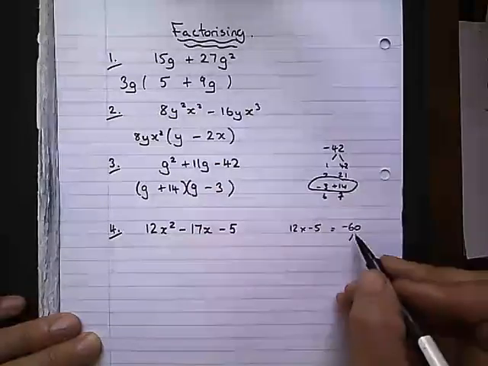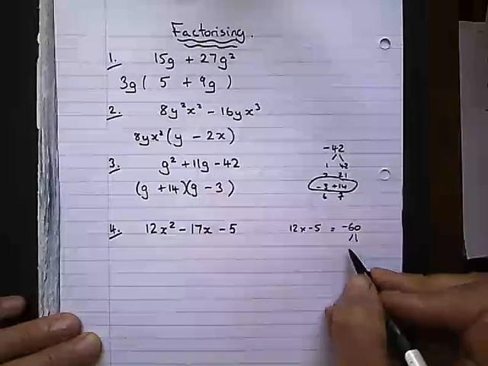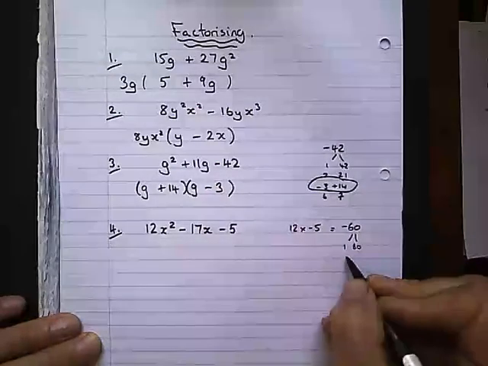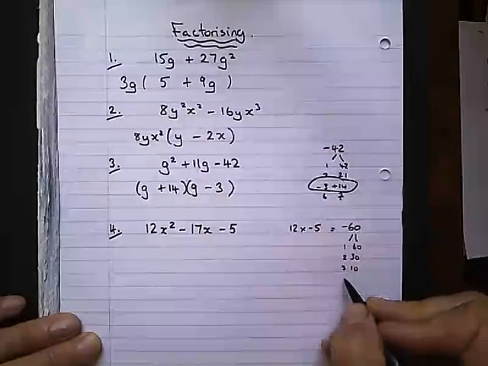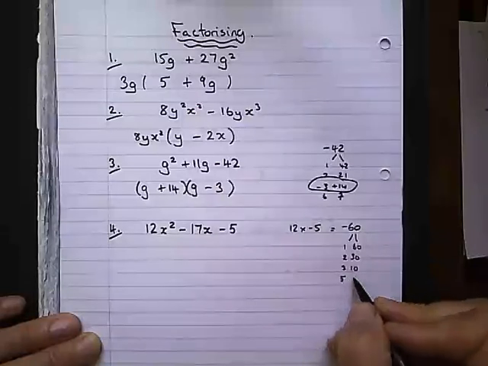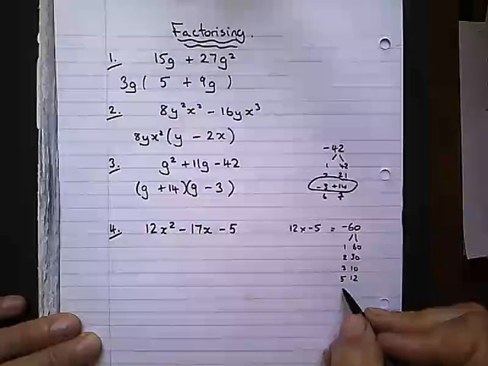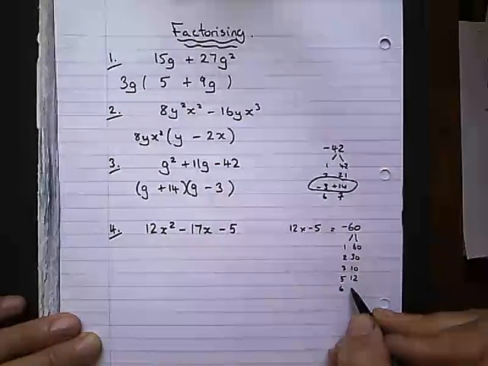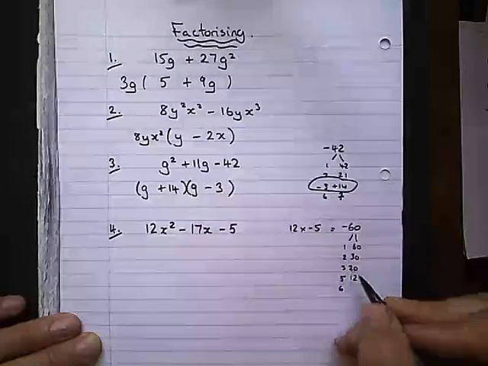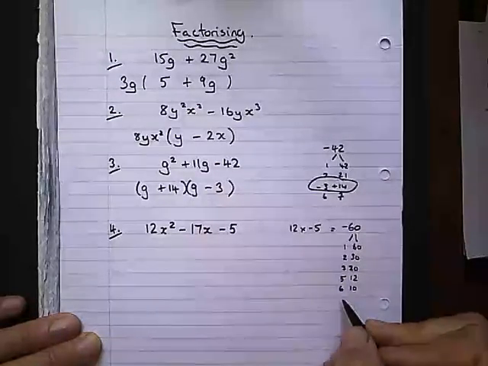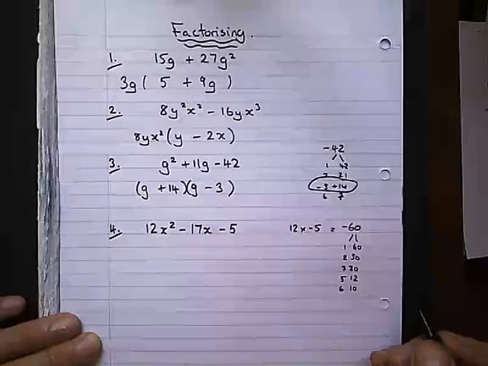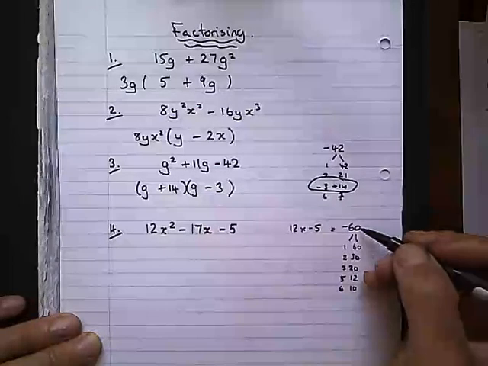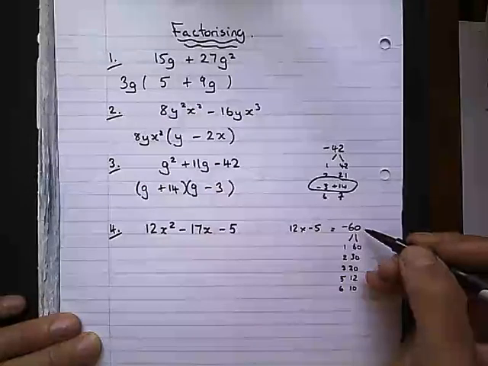So two numbers that multiply together to make 60: 1 and 60, 2 and 30, 3 and 20, 5 and 12, 6 and 10. No, there's no more. One's got to be negative, one's got to be positive to make a -60.